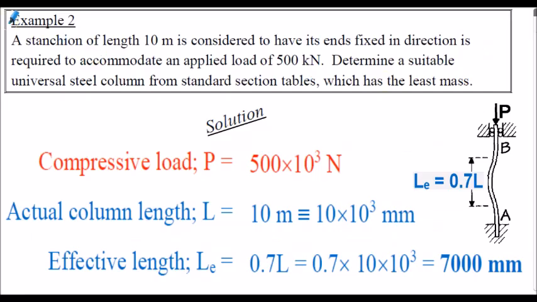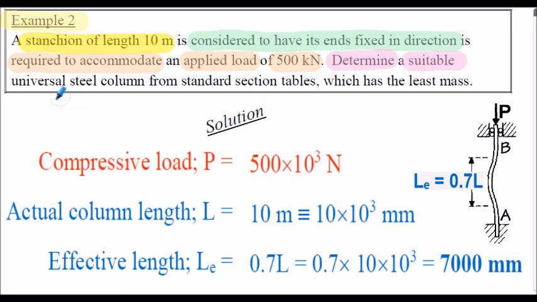Let's consider an example 2 here. A stanchion of length 10 meters is considered to have its ends fixed in direction and is required to accommodate an applied load of 500 kilonewtons. We're asked to determine the suitable universal steel column from standard section tables, which has the least mass.